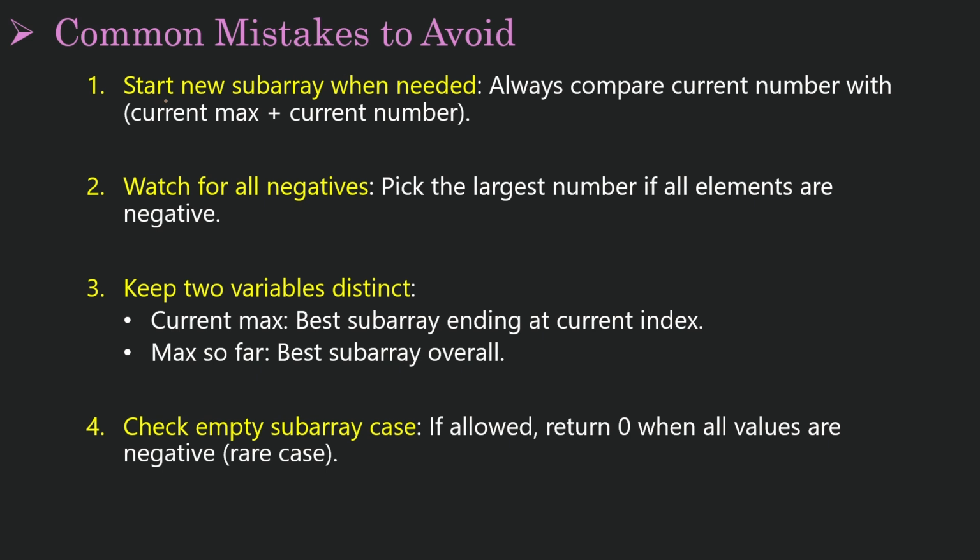Common mistakes to avoid. When using Kadane's algorithm, watch out for a few common pitfalls. First, ensure you update the current maximum correctly by comparing the current number to the sum of the previous current maximum plus the current number. Forgetting to consider starting a new subarray can lead to incorrect sums, especially with negative numbers. Second, handle edge cases, like an array with all negative numbers. Kadane's algorithm still works, picking the largest single number as the maximum sum, but you should verify this in your solution. Third, don't confuse the current maximum with the maximum so far. The current maximum is only for subarrays ending at the current position, while the maximum so far tracks the overall best sum. Mixing them up can cause errors in tracking the maximum sum.